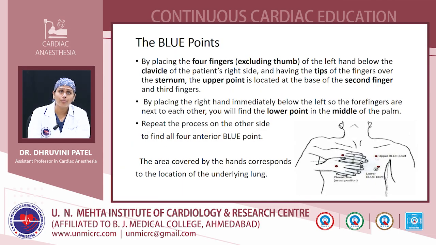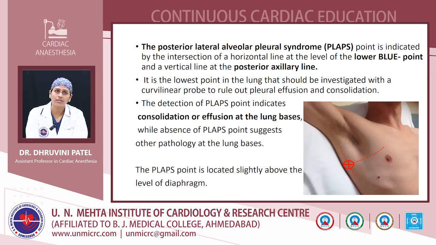Blue points. Blue points are located by placing the forefinger, excluding the thumb, of the left hand below the clavicle on the patient's right side, with the tip of the finger over the sternum; the upper point is located at the base of the second and third fingers. By placing the right hand immediately below the left, so the forefingers are next to each other, you will find the lower point in the middle of the palm. Repeat the process on the other side and find all four anterior blue points. The area covered by the hand corresponds to the location of the underlying lungs.